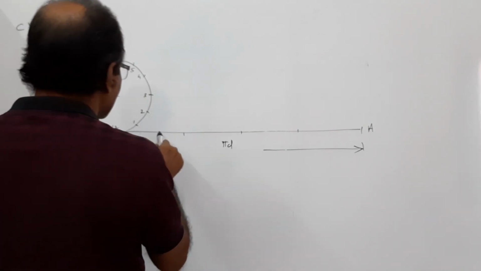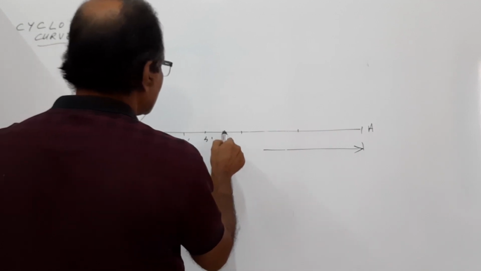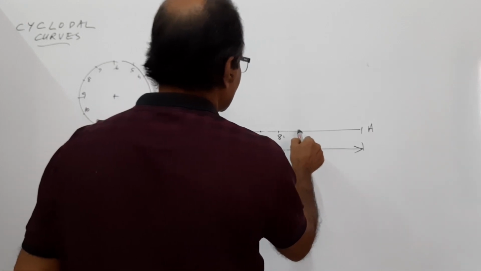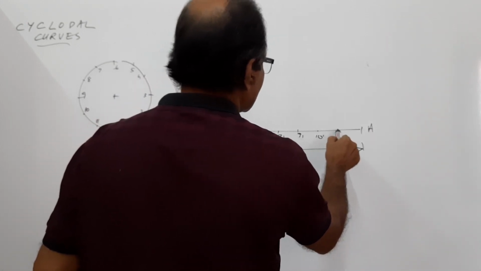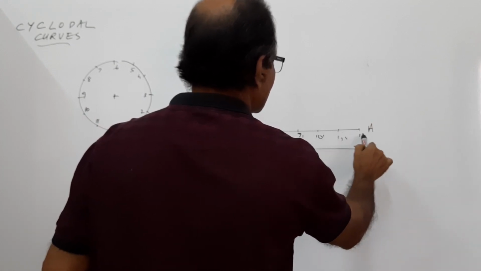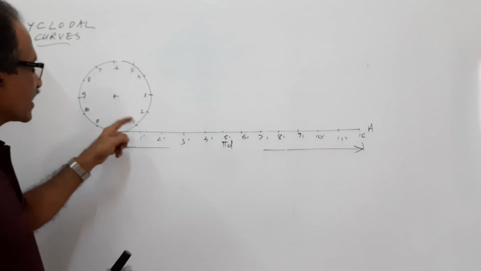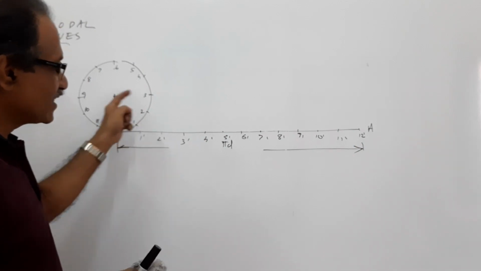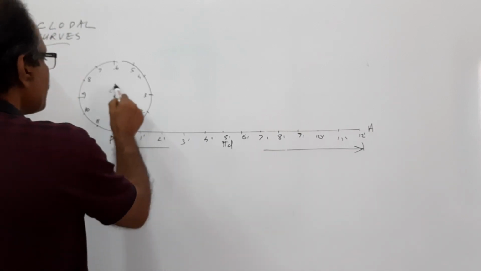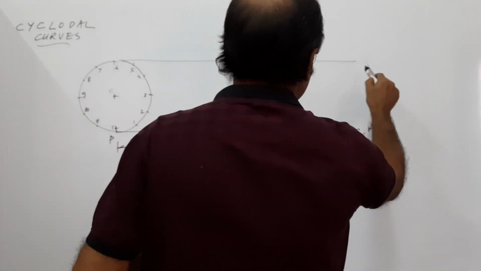I am doing it for convenience. 1 dash, 2 dash, 3 dash, 4 dash, 5 dash, 6 dash, 7 dash, 8 dash, 9 dash, 10 dash, 11 dash, and 12. What does it mean? When the circle rolls, 1 comes to 1 dash, 2 comes to 2 dash, 3 comes to 3 dash, 4 comes to 4 dash, and so on. What happens to the center C? C will move. So what we do is draw horizontal lines through all these points.